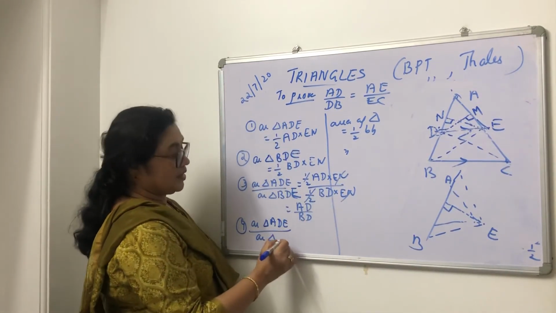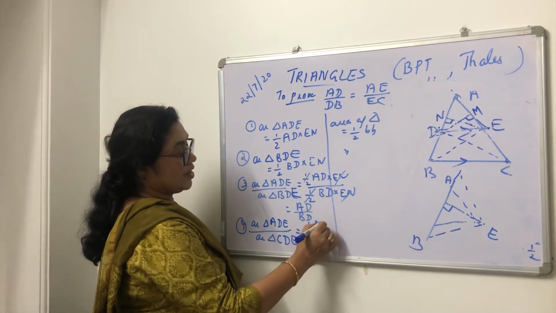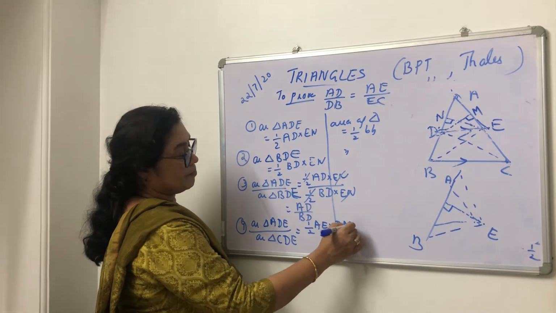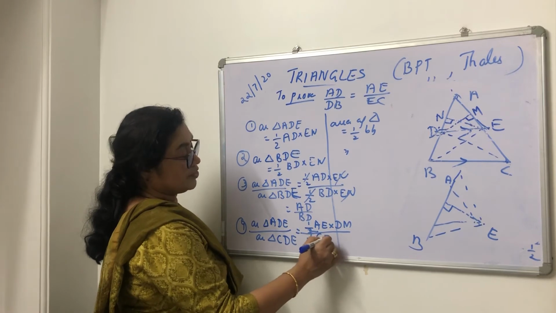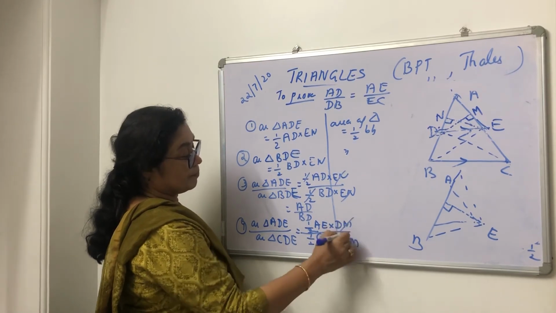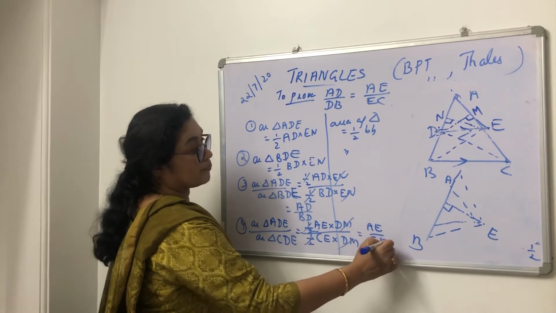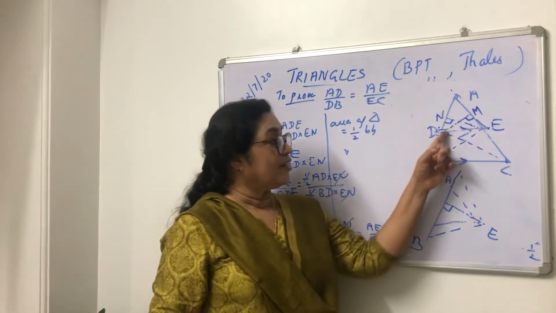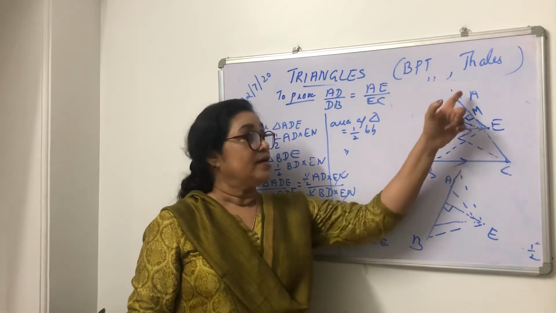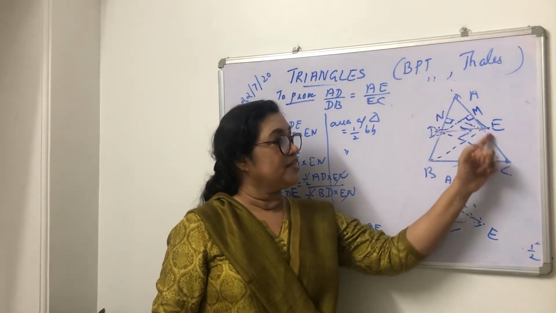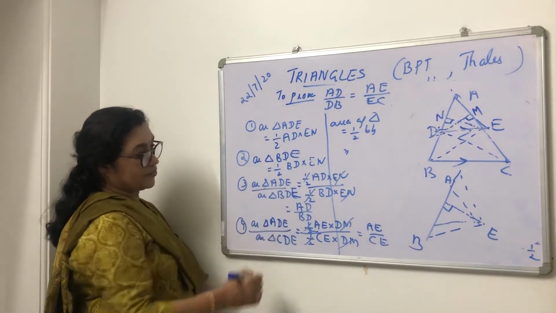So ADE by CDE is half into AE into DM by half into CE into DM, equal to AE by CE. Okay, you got area of ADE by area of BDE is AD by BD, area of ADE by area of CDE is AE by CE. Now I am going to compare this side.